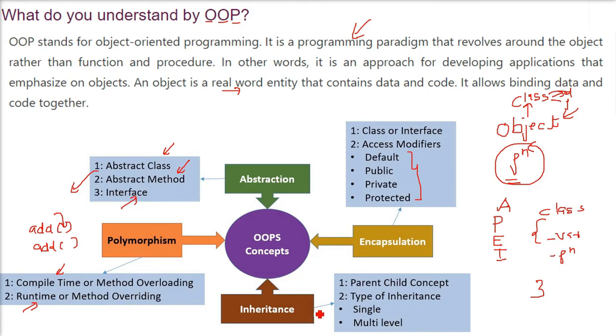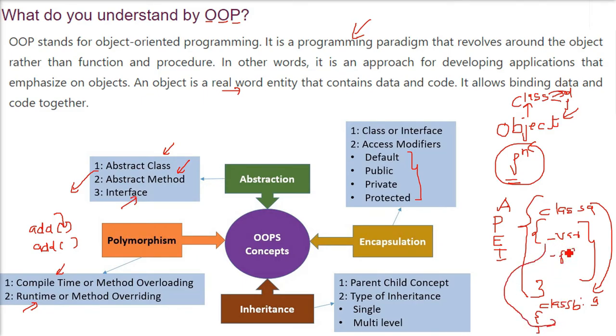Then we have inheritance. As in the real world entity, you inherit something from your father, like money, land or a house. In the same way, when a class is being made, the content can be reused. You just have to inherit that class. The class which is inheriting is called the derived class, and the class which is being inherited is called the superclass or the parent class. So the parent-child concept is there. There are different types of inheritance, like single and multi-level. All these are mimicking the real world, and that can only be possible with objects.